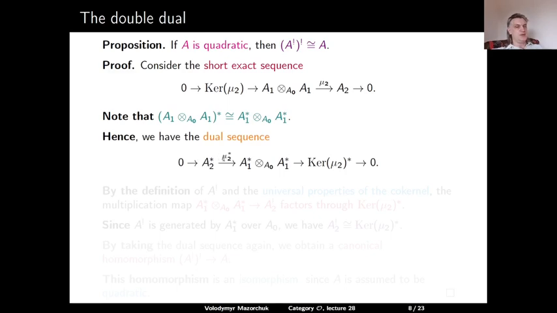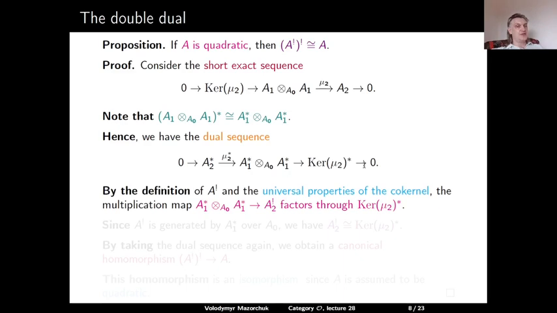A2 dual is mapped by mu2 dual to A1 dual tensor over A0 with A1 dual, and this is mapped to the dual of the kernel of mu2. And this is mapped to 0. By the definition of A shriek and the universal property of the cokernel, the multiplication map from A1 dual tensor over A0 with A1 dual to A2 shriek factors through the kernel of mu2 dual, because the multiplication map must have the image of mu2 star as the kernel by definition.